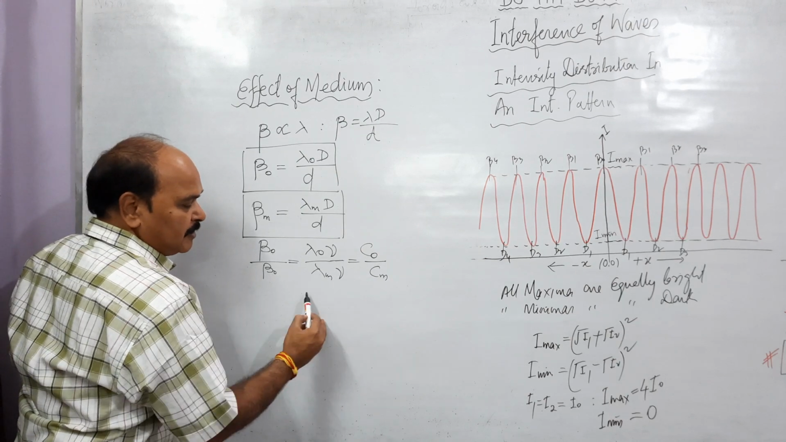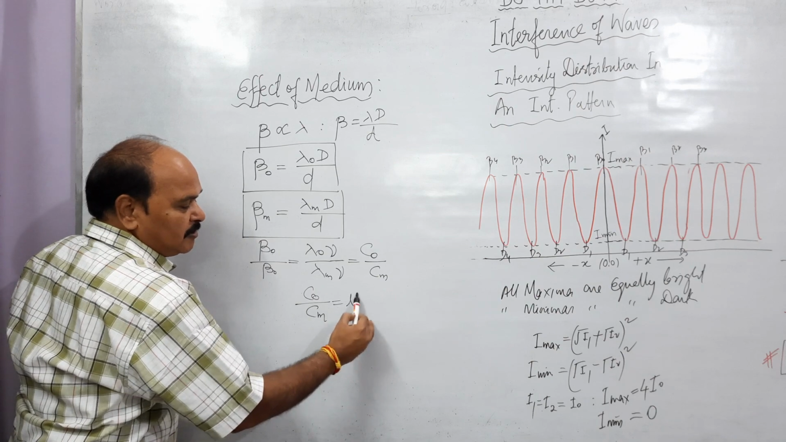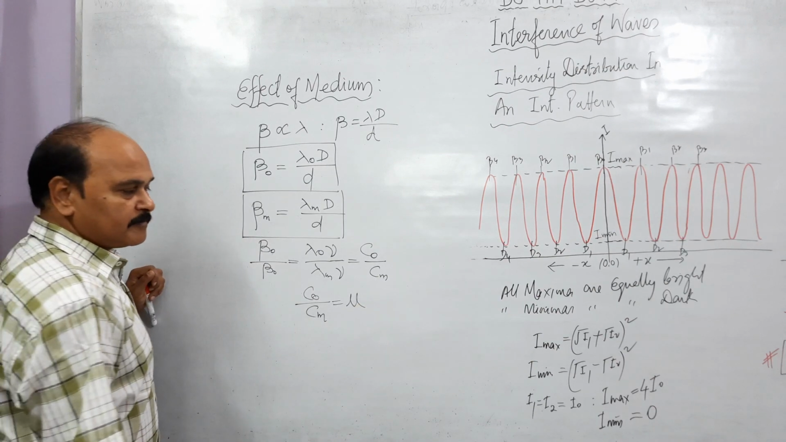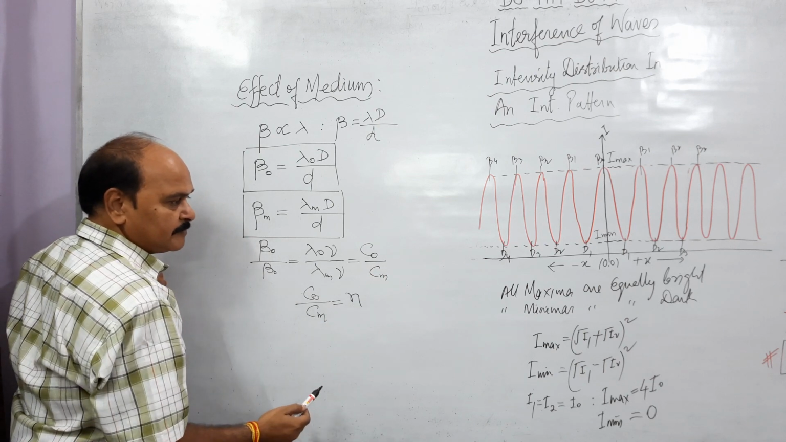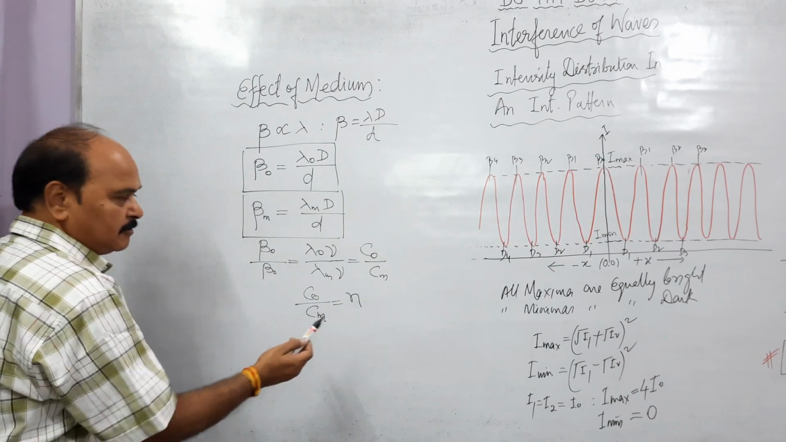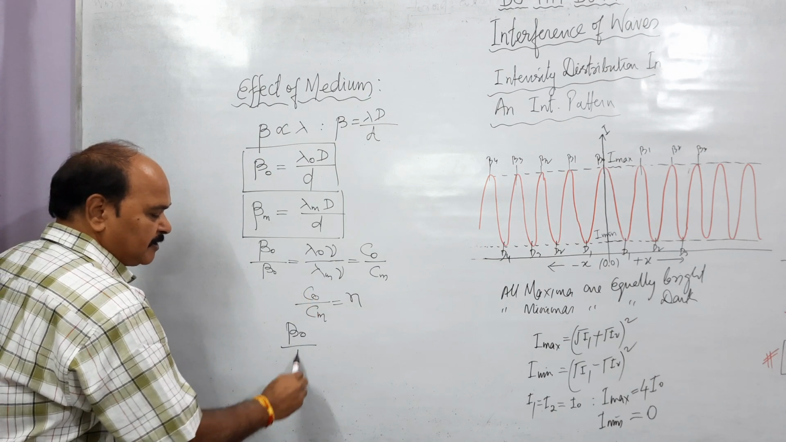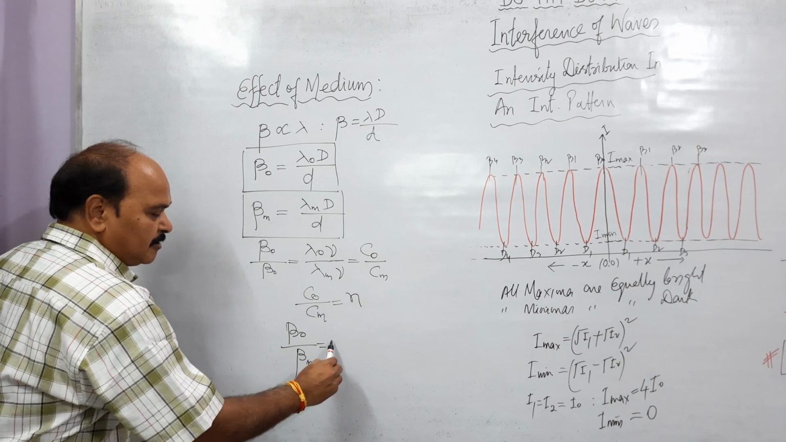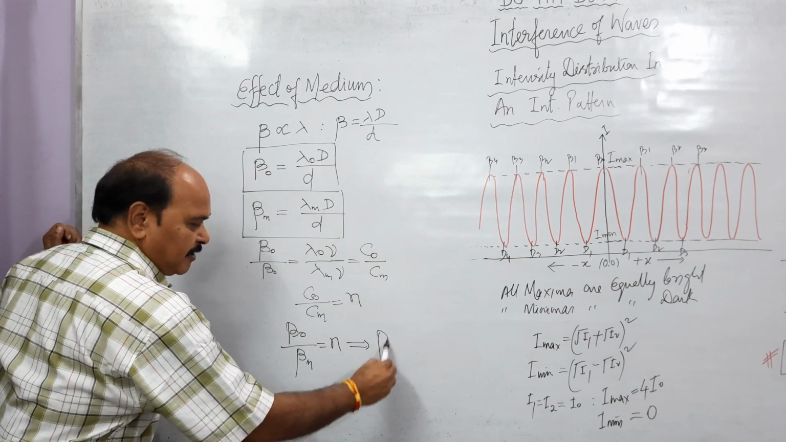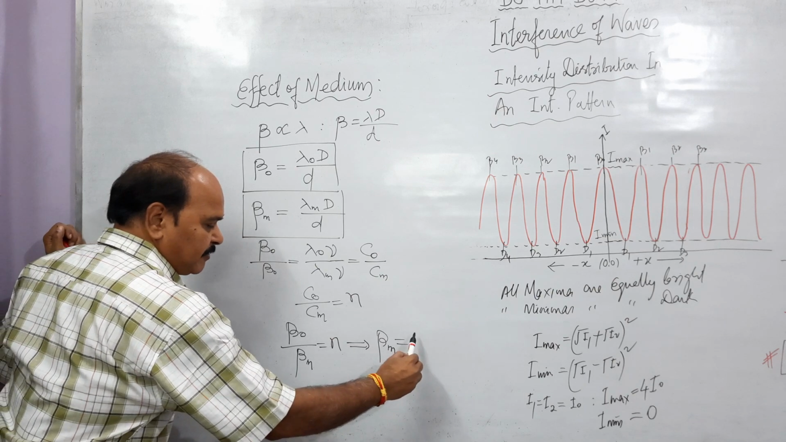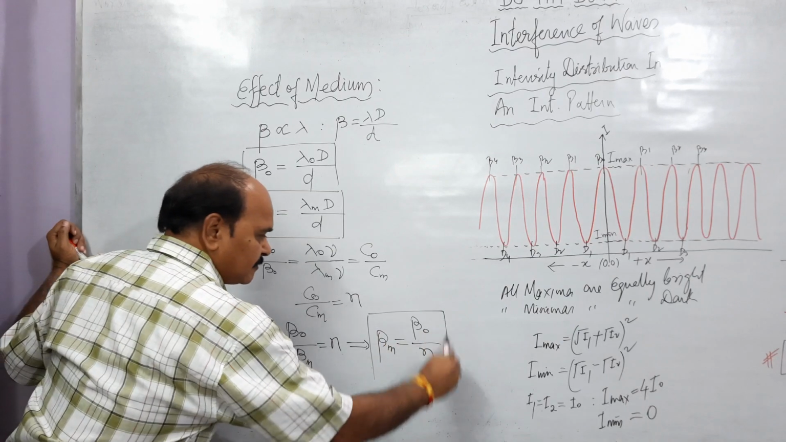We all know speed in air upon speed in medium is the absolute refractive index of the medium. You can write it as mu, or you can write it as n, whichever notation you use. So what is fringe width in air upon fringe width in medium? It is nothing but the refractive index of the medium. This simply means fringe width in the medium is fringe width in air upon refractive index of the medium.